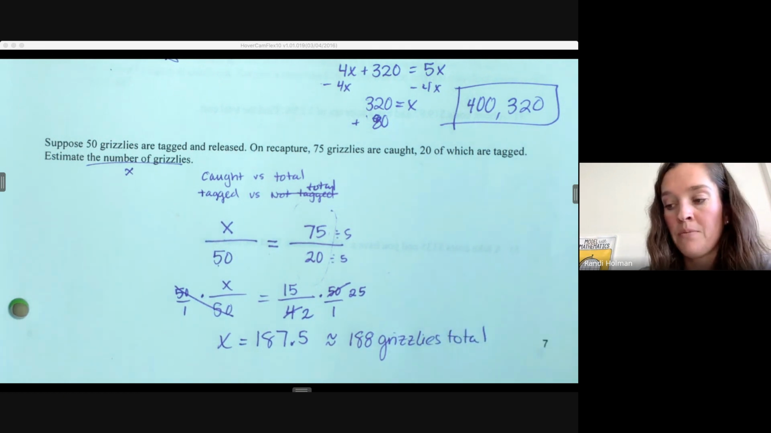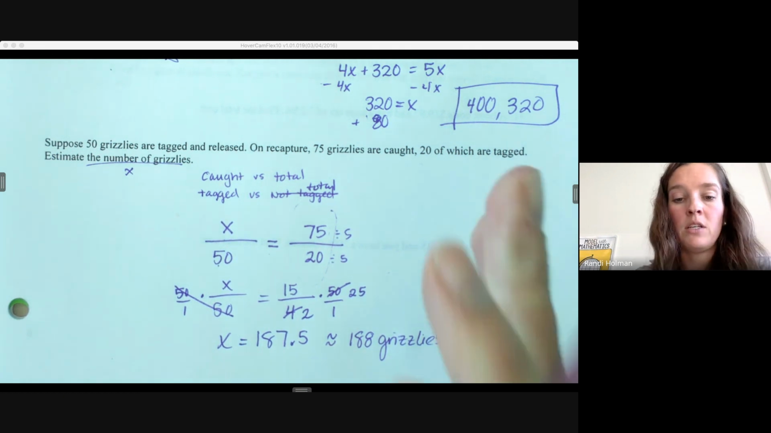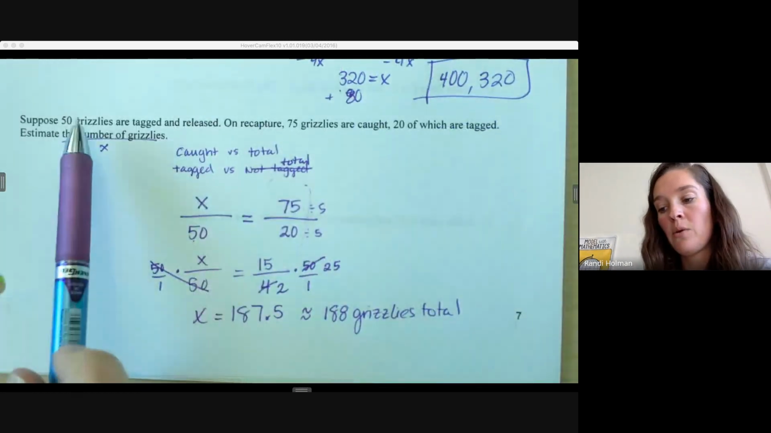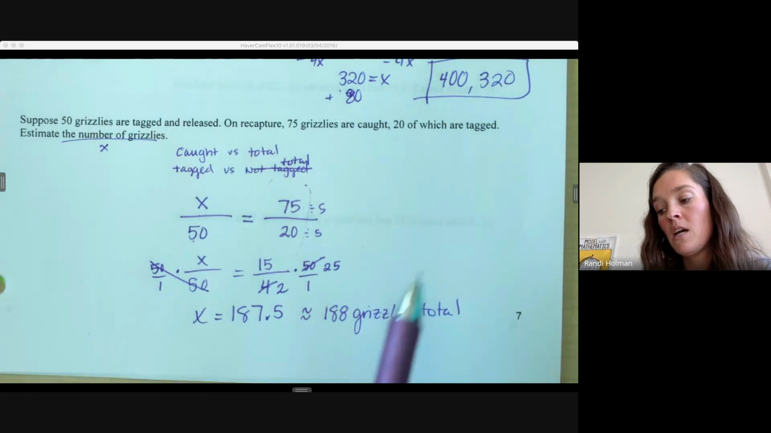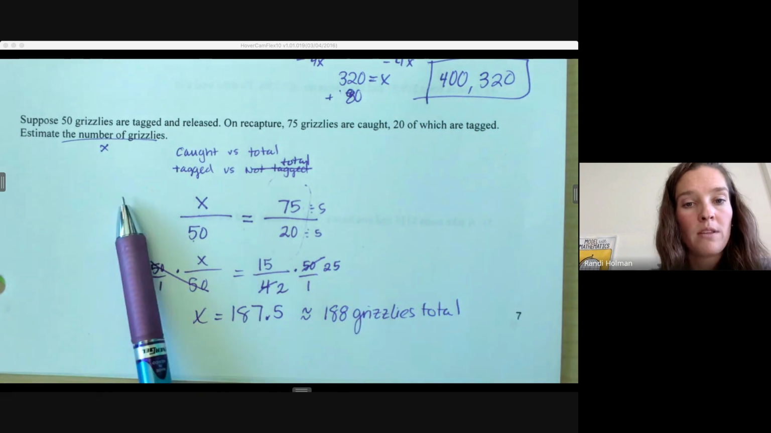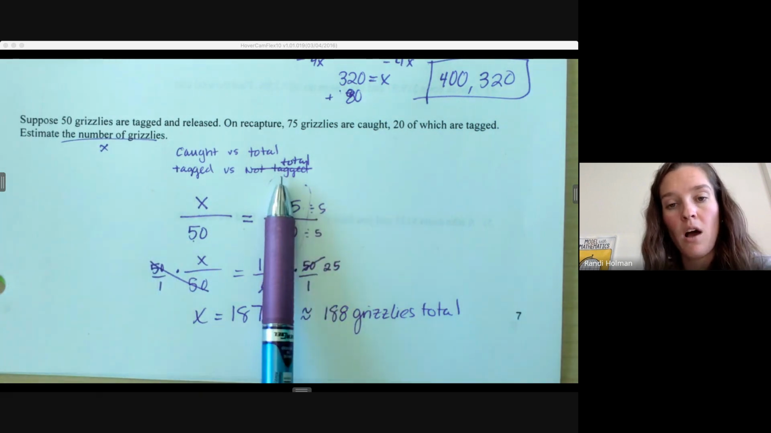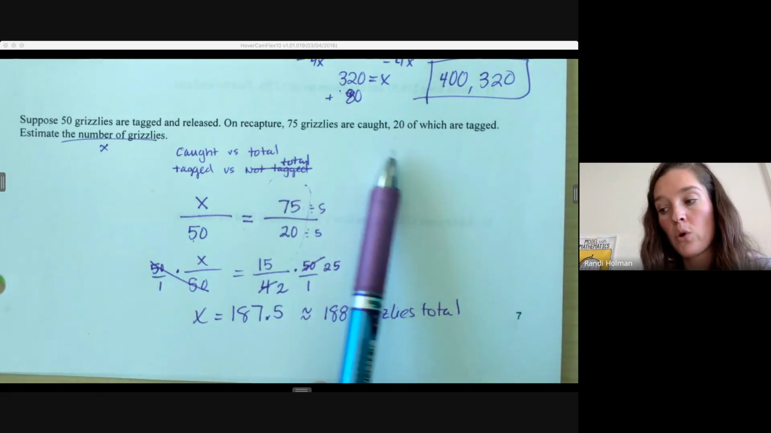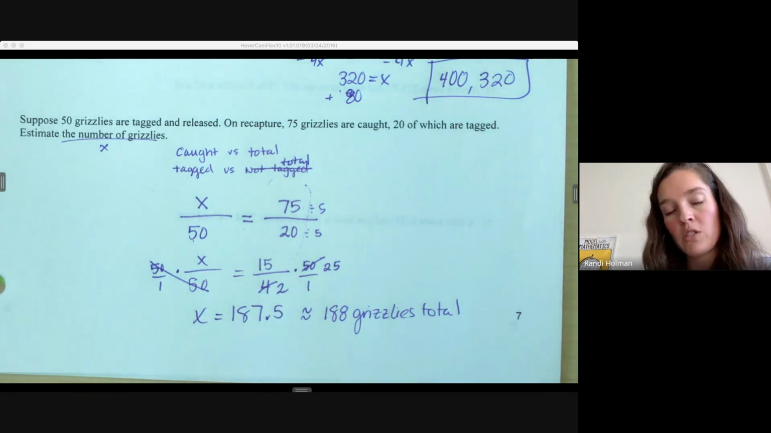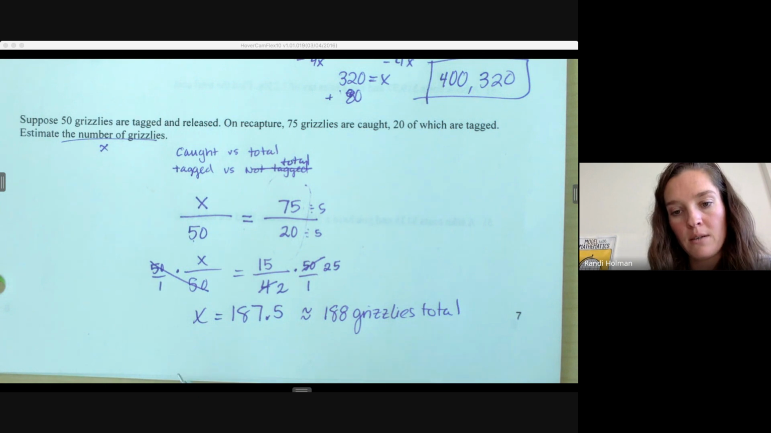Total. Okay. If you look at this, you want to see, does this make sense back in the situation? So if there were 50 tagged and released, does it make sense that there are 188 total? It should be more than 50, right? There are 75 caught, 20 of them were tagged, only a portion of the total population is tagged. So make sure you also look back and check to see if your answer makes sense within your situation.